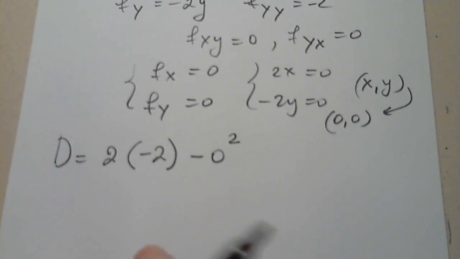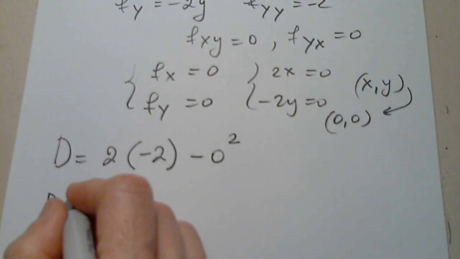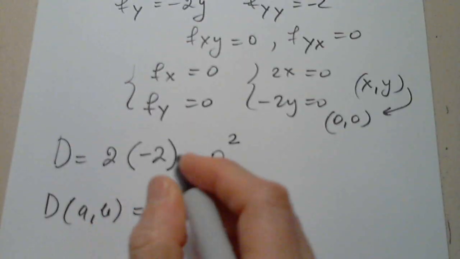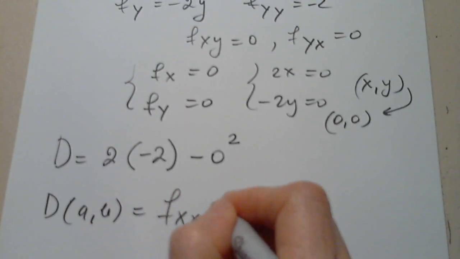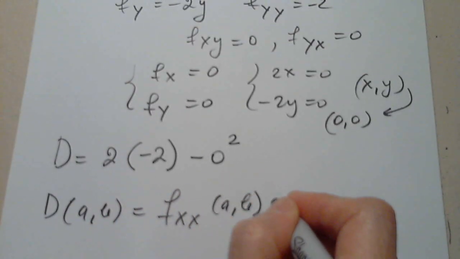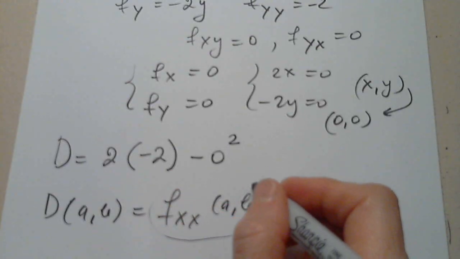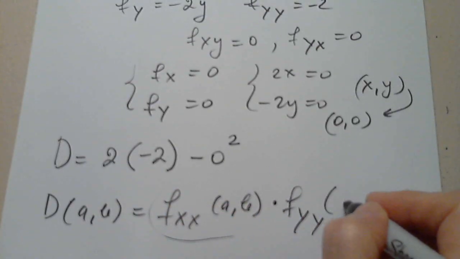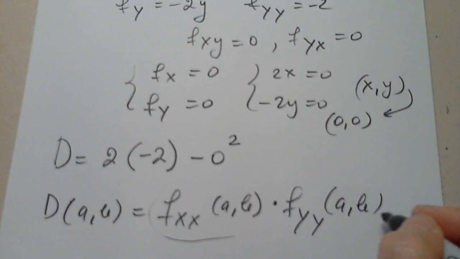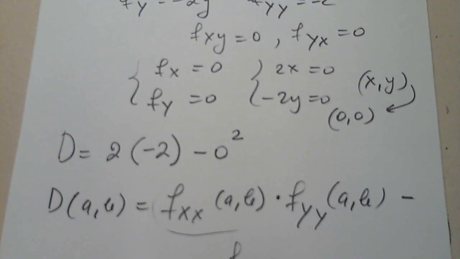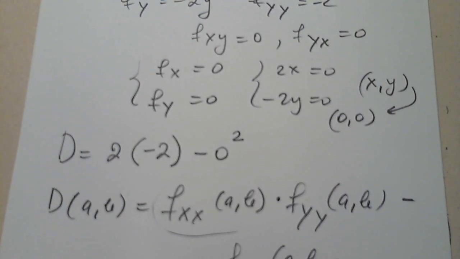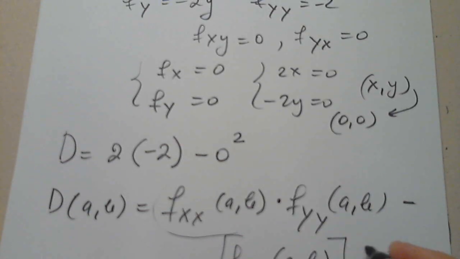So let me write the d-test for you again. The d-test, let's say for a comma b, is fxx evaluated at a comma b, times fyy evaluated at a comma b, minus fxy also evaluated at a comma b, but it has to be squared.